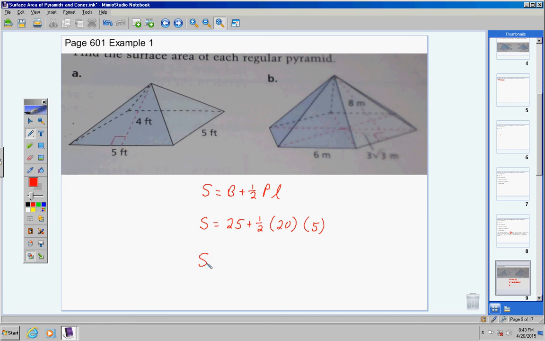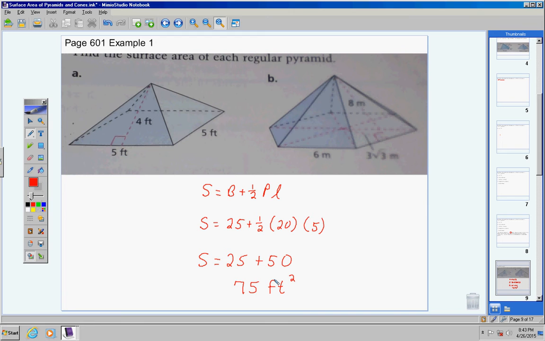So what I have is this. If you take your calculator and multiply 1/2 times 10 times 5, or 1/2 times 20 times 5, you will get 50. Now, if you add those two together, you will get 75. Remember, we're dealing with a surface area, and area is always square measurements. So 75 square feet. All right.